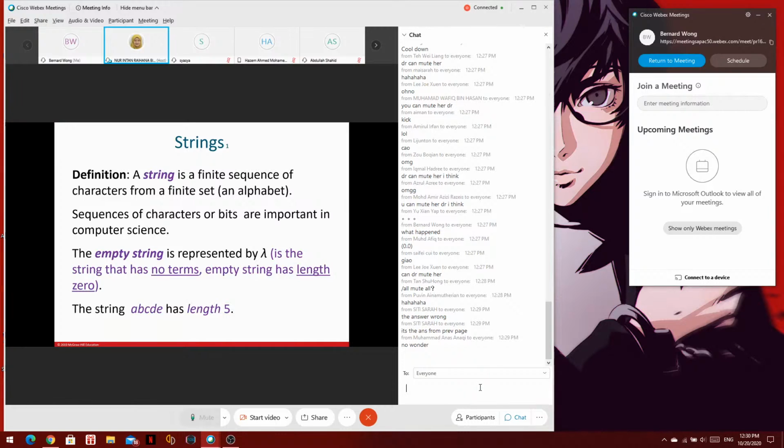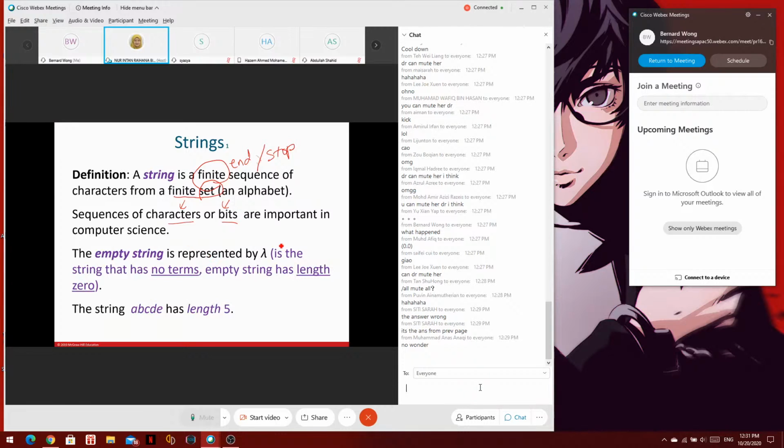A string is a finite sequence. Finite means it will have an end, okay? It will stop. A sequence of characters from a finite alphabet set. Because the set is well known already, you will have the finite alphabet set. Sequences of characters or bits are important in computer science. When we do programming, we may need the characters, or we call them bits.